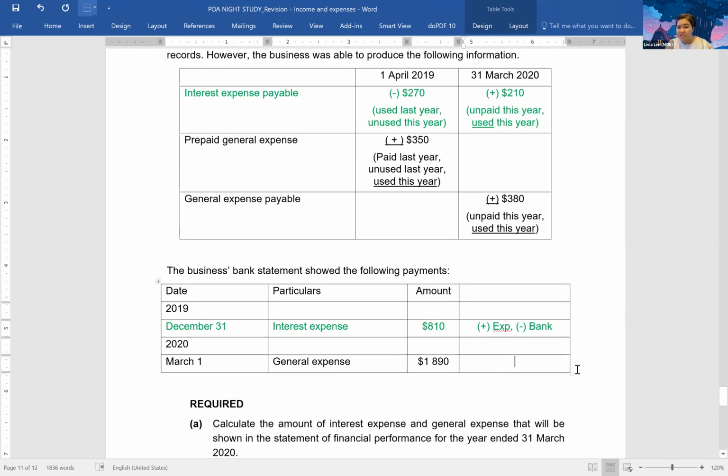Finally, your general expenses in the bank statement, how should you record? Now, since you already paid for this general expense, you should record plus expenses, minus bank. And you are going to record this plus expenses now.